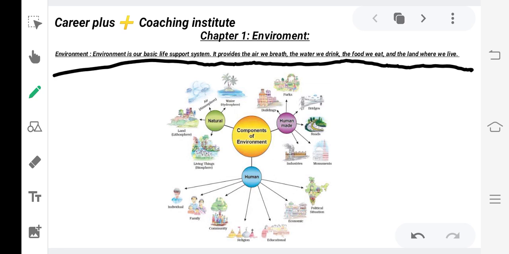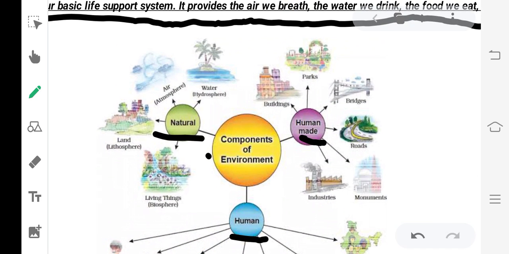Next, we have to know the components of environment. First of all, there are three components of environment. The first is natural, the second is human made, and the third is human. So first, the natural environment is divided into four parts. First, water, which means hydrosphere. Second, air, which means atmosphere. Third, land, which means lithosphere. And fourth, living things, or biosphere.